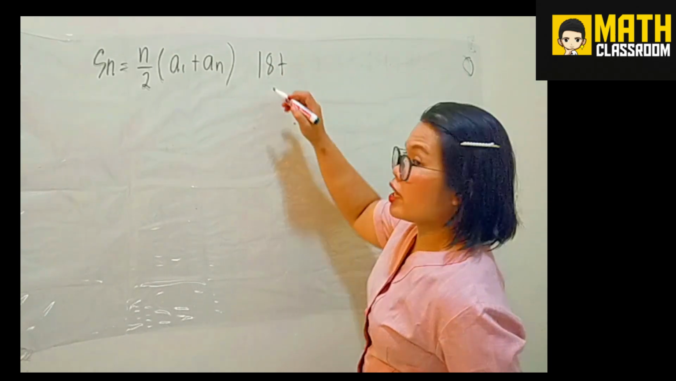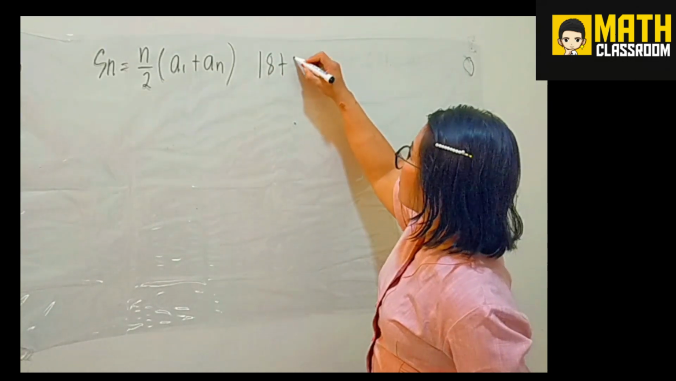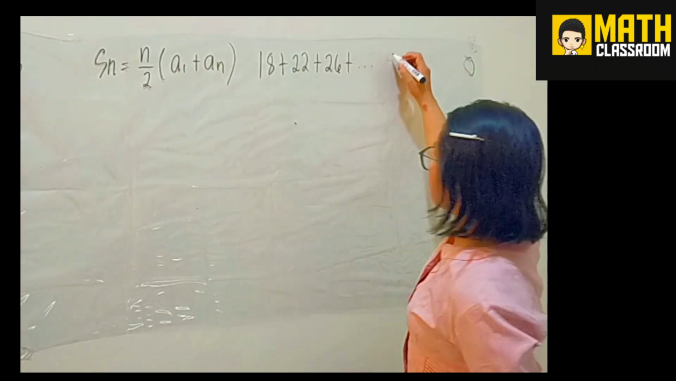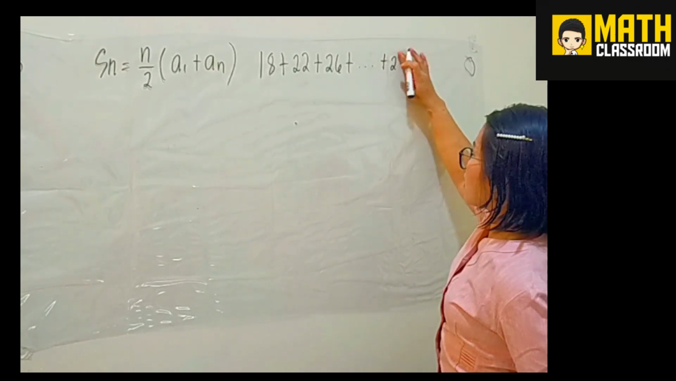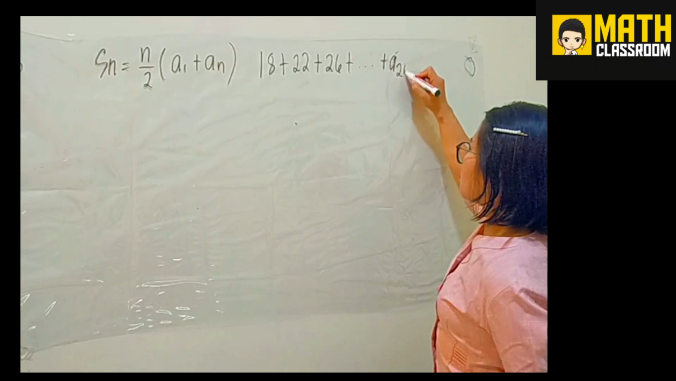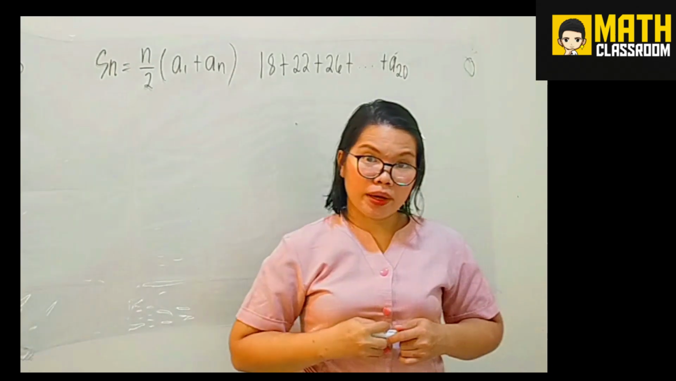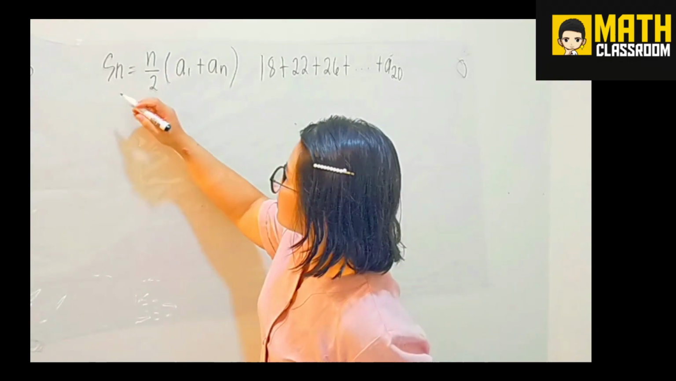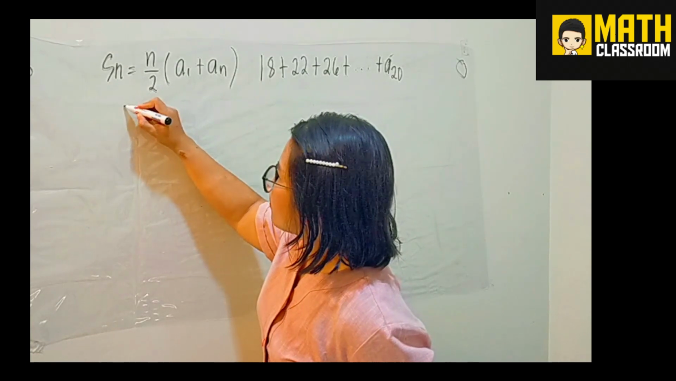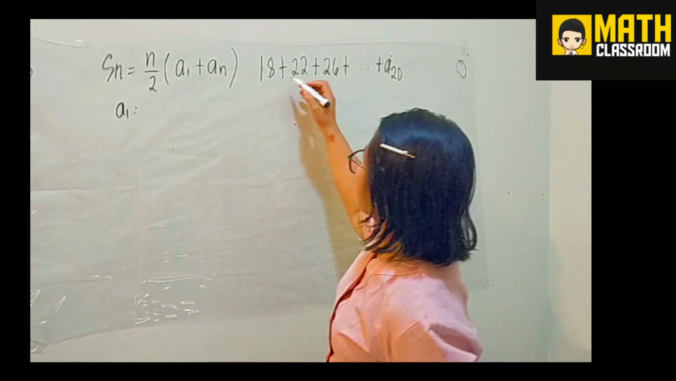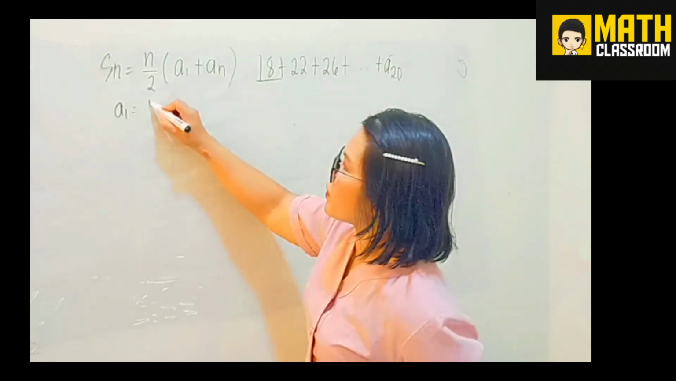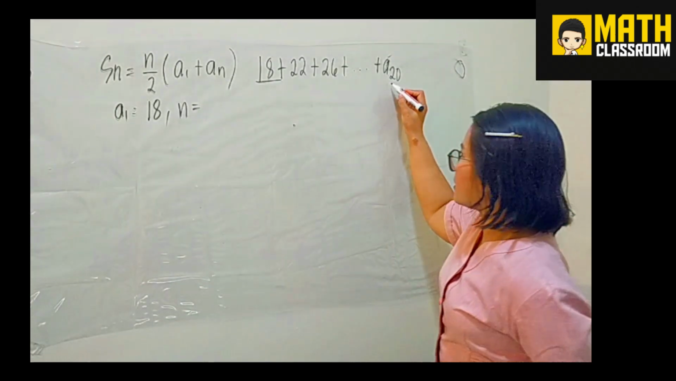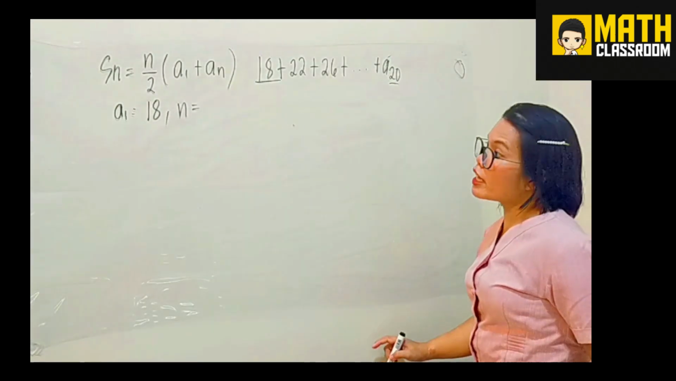The sum of the sequence 18 plus 22 plus 26 plus up to a sub 20. Paano kung bibigyan tayo dito? Paano? So, let's try to identify first our given. We have our first term, which is 18, correct? So, 18. Our n, since our last term is a sub 20, is 20.